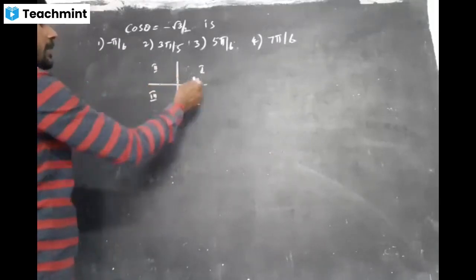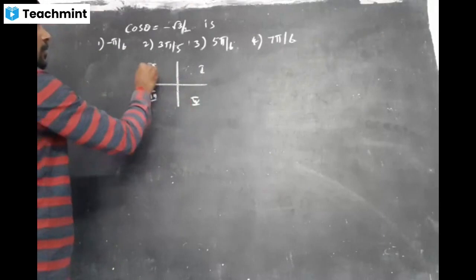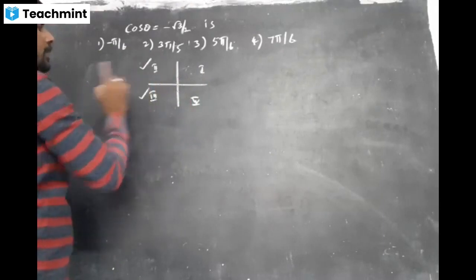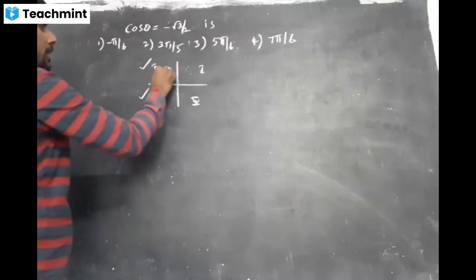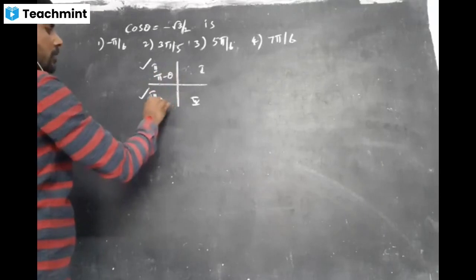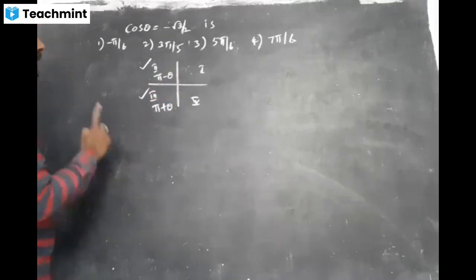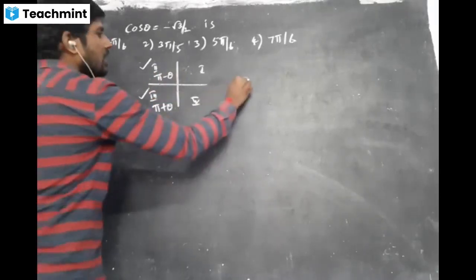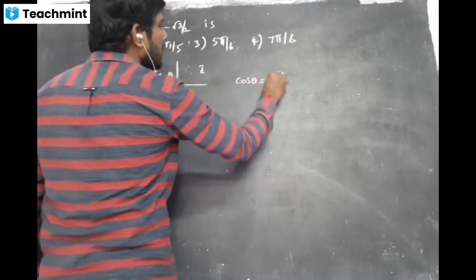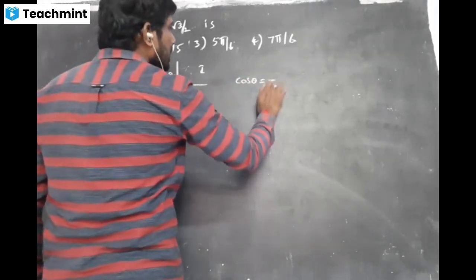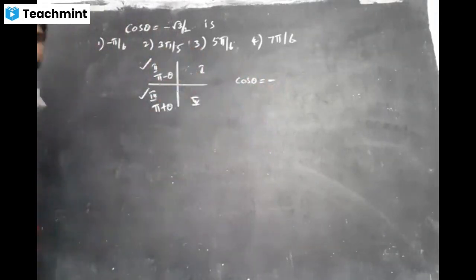Cos theta is positive in the first quadrant and the fourth quadrant. Now the second and third quadrants are negative. The second quadrant is pi minus theta and the third quadrant is pi plus theta. In that case, the given equation is cos theta is equal to minus root 3 by 2. Minus is just a sign.